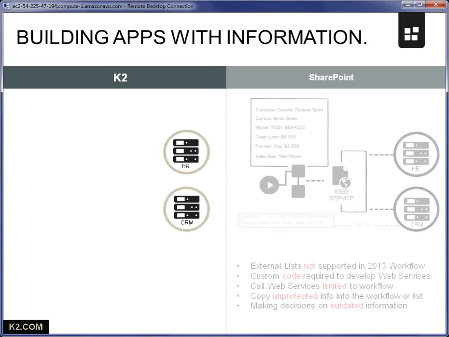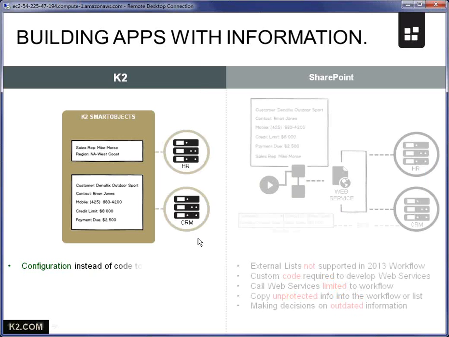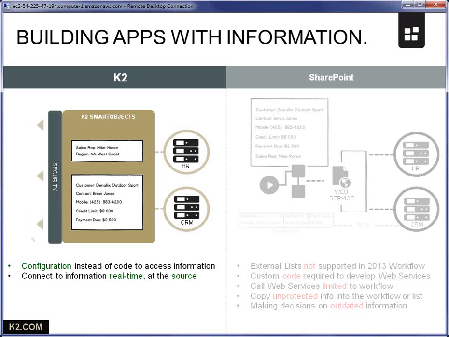Now if we look at the K2 perspective on this, again, we have to get the same information from line of business systems, but what we use is something called smart objects that allows us a reusable asset. And so it's configuration instead of writing code. We don't have to write code, we don't have to write web services, but we connect to that information real time at the source.